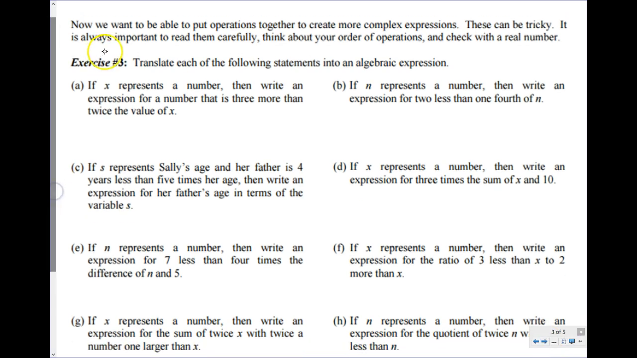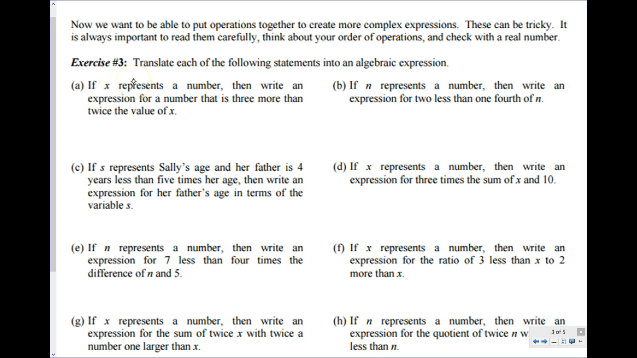Exercise 3. Now we want to be able to put operations together and create complex expressions. These can be tricky. It's always important to read them carefully, think about your order of operations, and check with a real number. So let's take a look at A, and I'm going to use a lot of different colors here to try and translate this and show you how this works. So let's take a look at A.